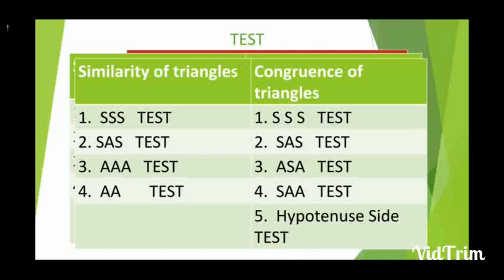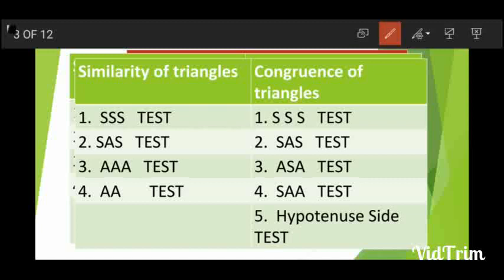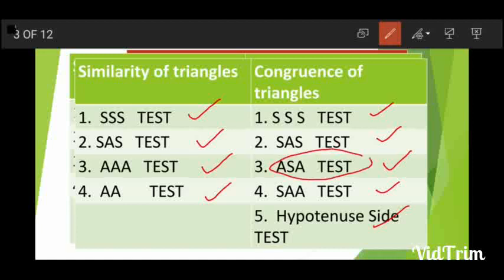Now see, in the last video we already discussed certain tests for similarity of triangles. We have learnt the SSS test, SAS test, AAA and AA test. In congruence of triangles, we have learnt about the SSS test, SAS, ASA, SAA and hypotenuse side test. Children, in the last video, I forgot to mention the ASA test, so let me explain this now.